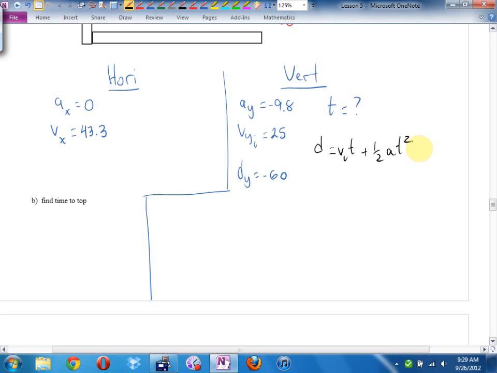Are any of these 0 this time? Nope. If one of these was 0, I could get the t by itself using grade 8 math. But since nothing is 0, I have a t and a t squared. I can't get it by itself. All I can start to do right now is plug and chug numbers. I can say negative 60 equals 25t minus 4.9t squared. Where did the 4.9 come from? I did half of 9.8 in my head because I've done it so often.